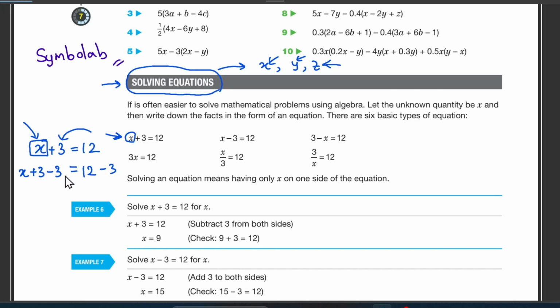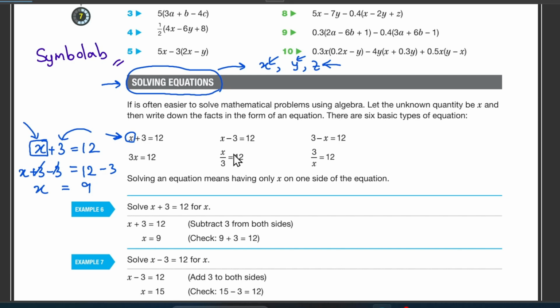So now we did the same thing to both sides, and now these two things cancel out. So now we are left with x on the left hand side and these two on the right hand side. So the answer is x equals 9.